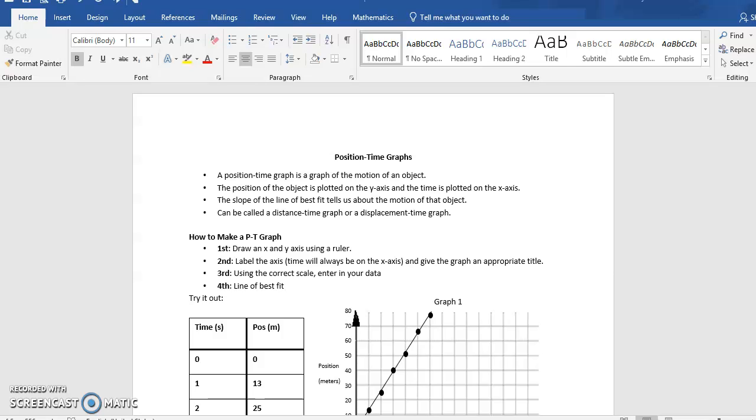Hey grade 10s, so we're going to shift gears a little bit here and take what we learned about distance and displacement and move on to a different concept, which is position time graphs.